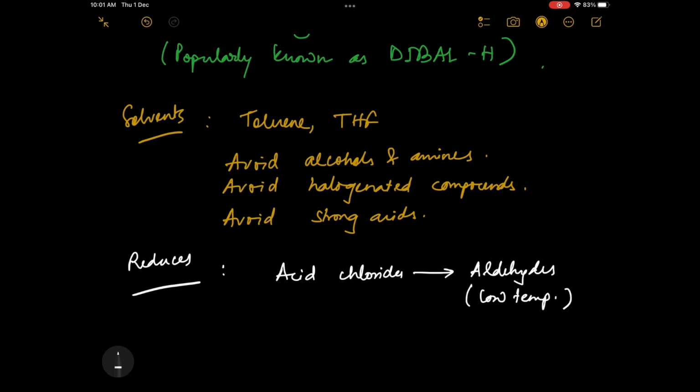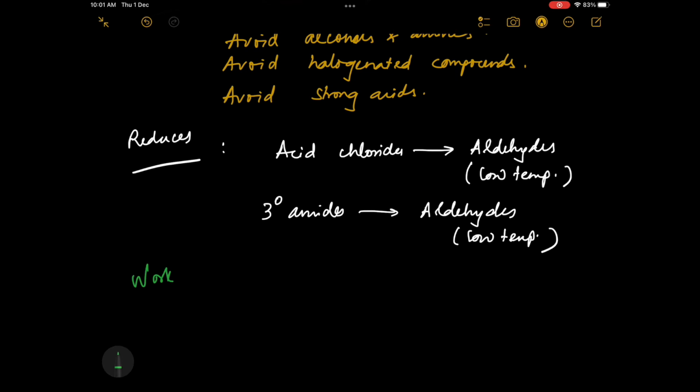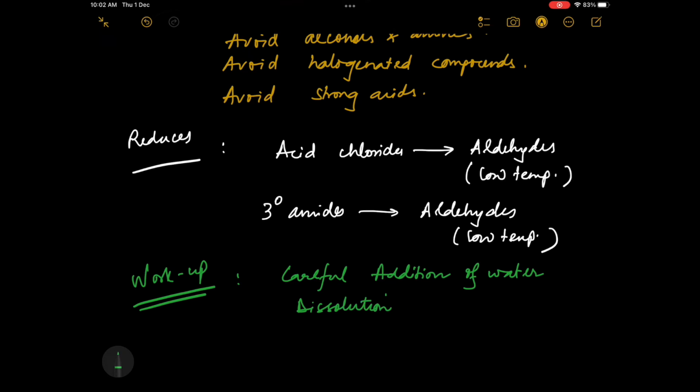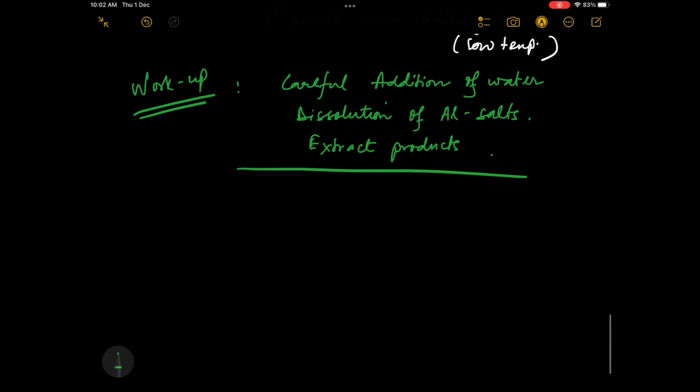So it reduces acid chlorides into aldehydes, once again a low temperature reaction, and 3-degree amides to aldehydes, once again low temperature reactions. So this is similar to the previous one. The workup procedure is also once again similar. There should be careful addition of water to quench the excess dibalate, and then the aluminum salts that are formed should be dissolved, and once again products are extracted using organic solvent extraction.